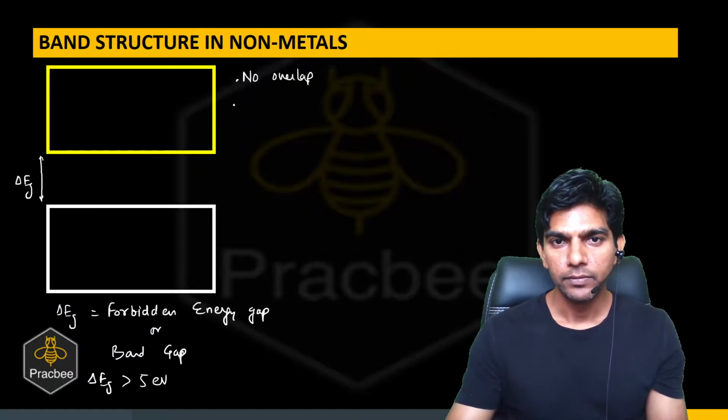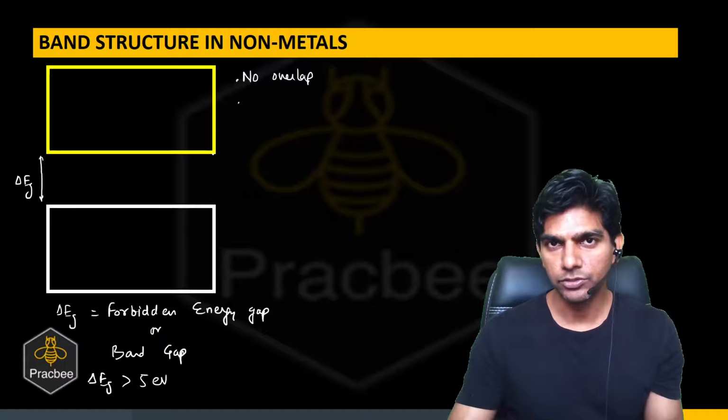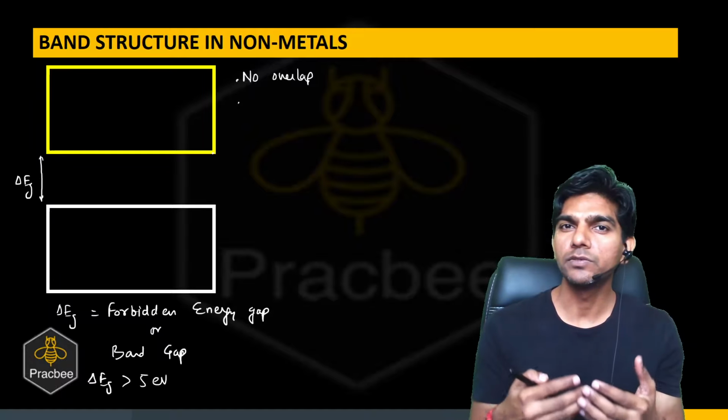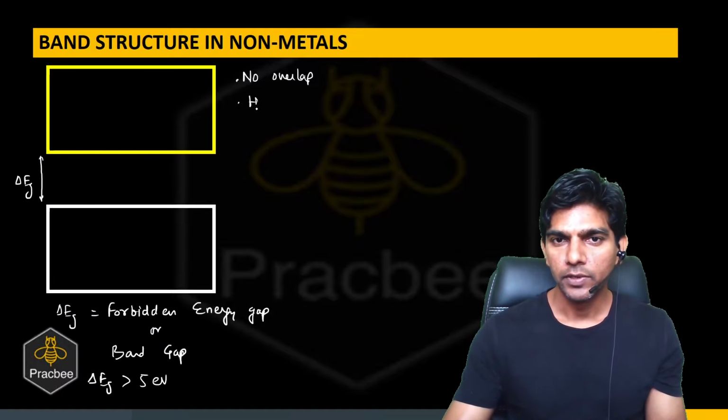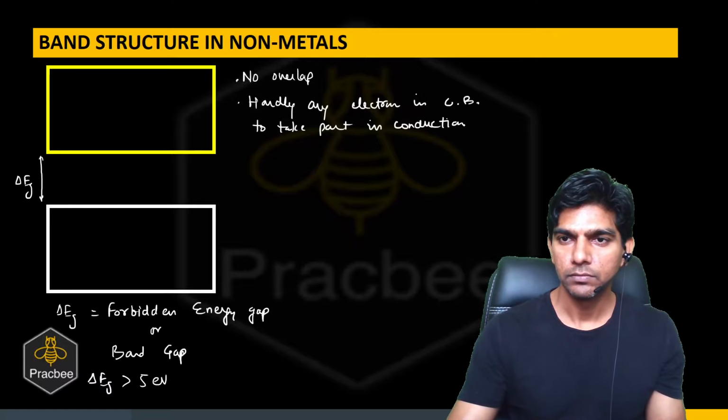So that's why there are hardly any electrons in the conduction band which can take part in the conduction process. That's why the conductivity of non-metal is poor. So you can say hardly any electron in the conduction band to take part in the conduction process. So that we have to remember.